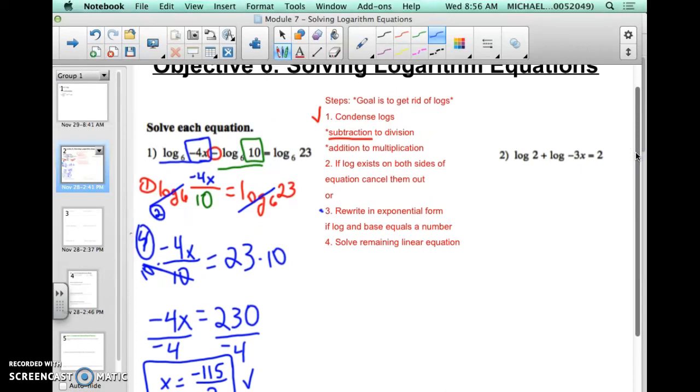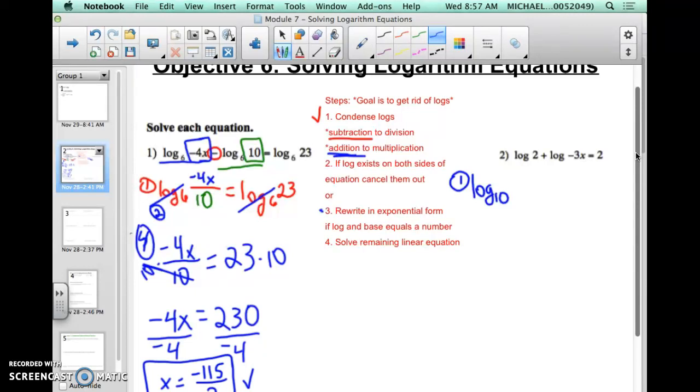So for number 2, the same first step exists, though. I'm going to condense the logs, but in this case, it's addition. So addition turns into multiplication when I condense the logs. If I'm going to do this step, I'm going to write log, and if you notice, there is no base with this log. It's just log something of 2. Whenever this case exists, you can assume that it's log base 10. Whenever they don't write the base, you can assume it's log base 10.